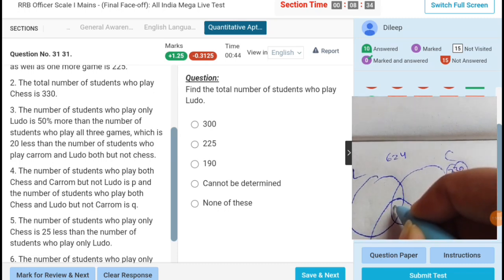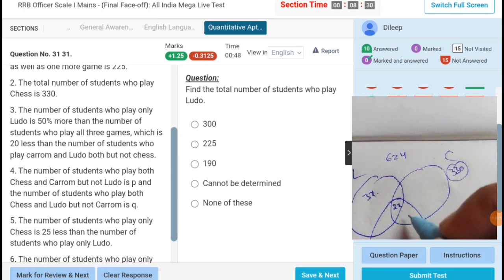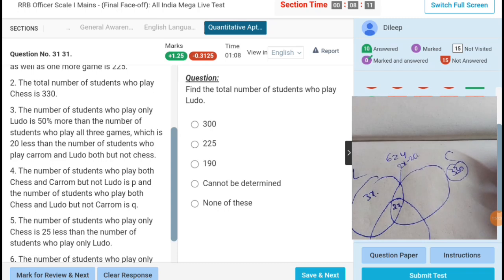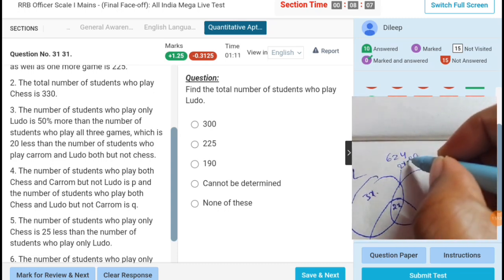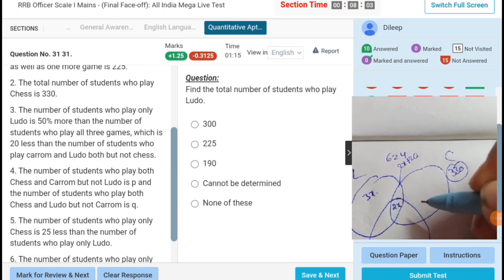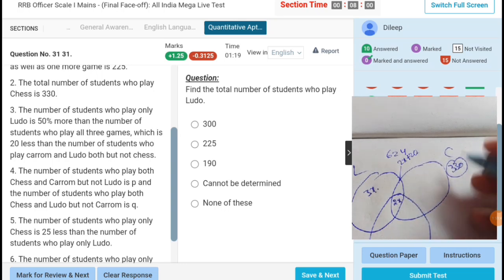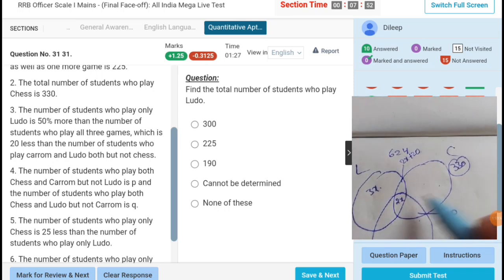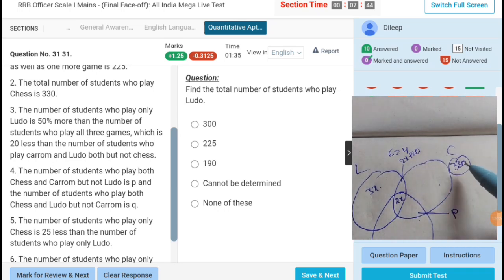2x and 3x, and 3 games it is 2x, which is 20 less than those who play carom and ludo but not chess. It is 2x minus 20, 2x plus 20, which is 20 less than the number of students who play both chess and carom but not ludo, which is p. And the number of students who play both chess and ludo but not carom is, it is carom and ludo but not chess is 2x plus 20.